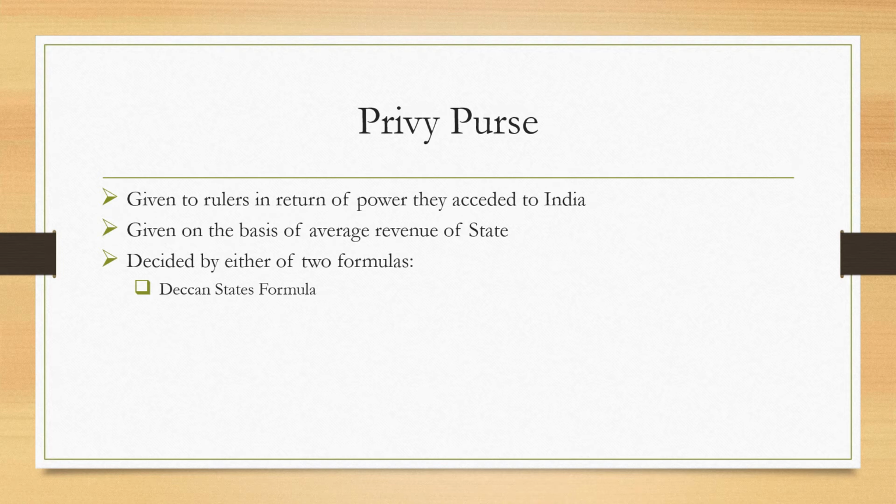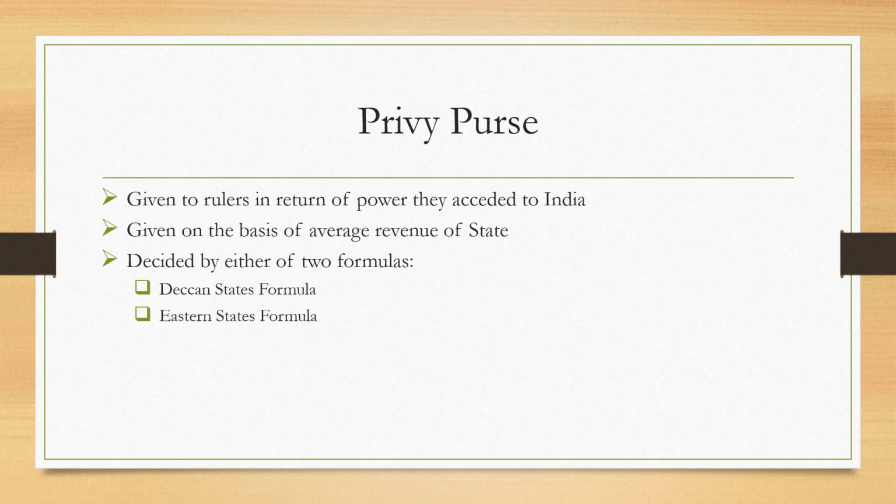First one is known as the Deccan States Formula. It was designed by a Congress subcommittee consisting of Dr. Rajendra Prasad, Dr. Pattabhi Sitaramayya and Shankar Rao Dev in connection with the formation of the Deccan States Union. Under this formula, the rulers were to get a Privy Purse at the rate of 15% on the first 5 lakhs of the average annual revenue, 10% on the next 5 lakhs and 7.5% on the revenue above 10 lakhs. The Deccan States formula did not fix a ceiling, but it provided a minimum of Rs 50,000 per annum.